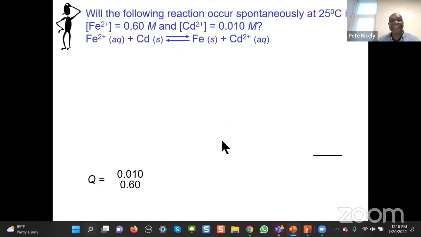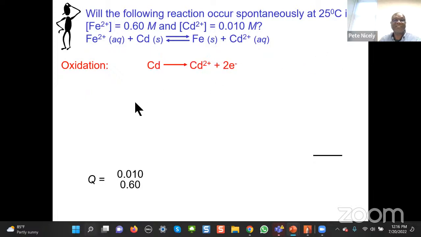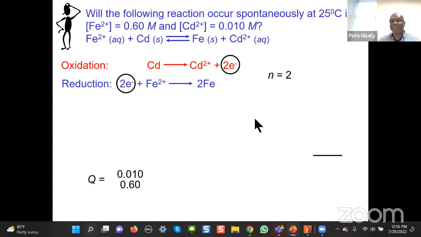So here's an example based on the Nernst equation. It says, will the following reaction occur spontaneously at 25 degrees if the concentration of Fe2+ is 0.60 M and the concentration of Cd2+ is 0.10 M? Okay, so this is the balanced equation here. Again, what you have to figure out is the half equations. For the oxidation half equation, that would be Cd converted to Cd2+, which would be that. And for the reduction half equation, that would be Fe2+ converted to Fe, which would be that, right? So again, in this case, the number of electrons being transferred would be equal to 2, so n would be equal to 2.